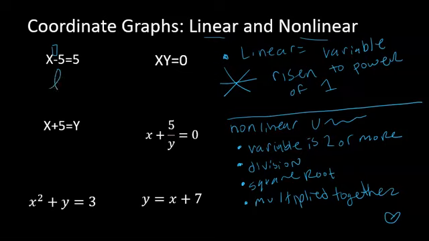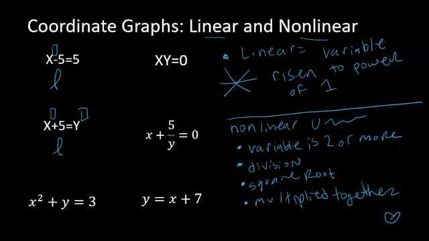What about the next one, which is x plus 5 equals y? There's 2 variables. Let's look at both of them. It looks like both of them have an invisible 1. There's no 2's. There's no division fraction stuff. There's no square roots. The x and y are not next to each other. So I'm going to guess that's linear.